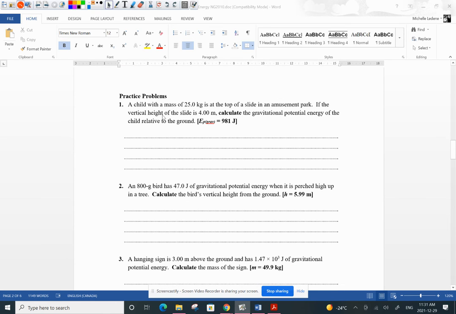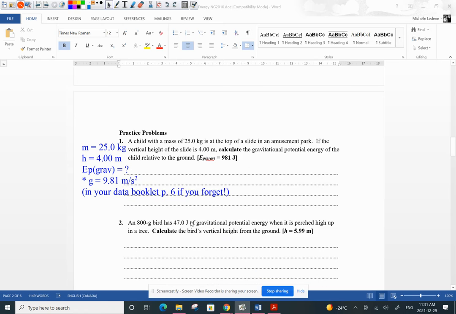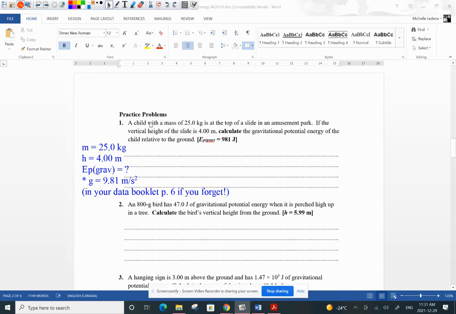So let's do a couple of practice problems. We've got 3 here on the next page. So let's start reading through what is it that we've been given. Okay, in this question, we have a child with a mass. Okay, so here's the first thing. The mass is 25.0 kilograms. How many sig digs? 3.